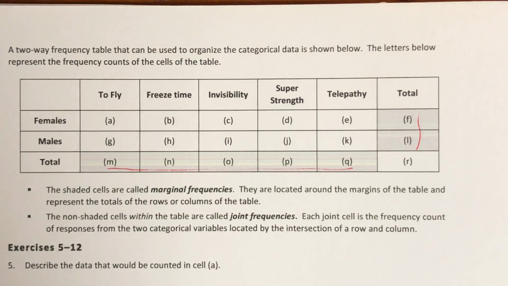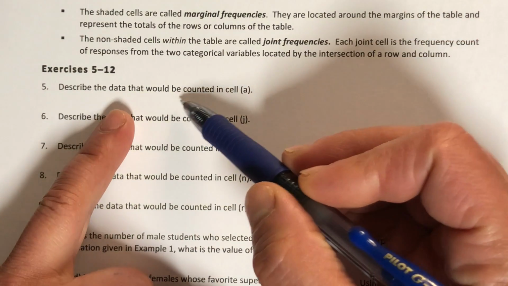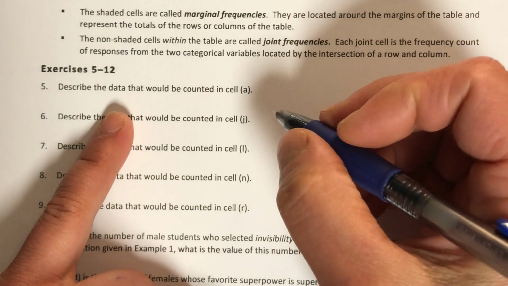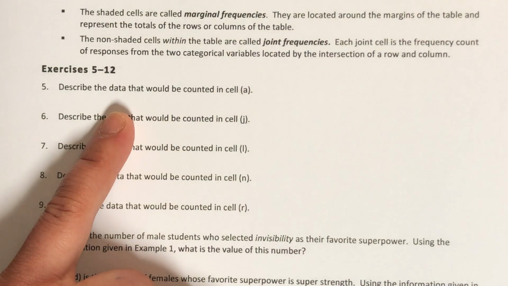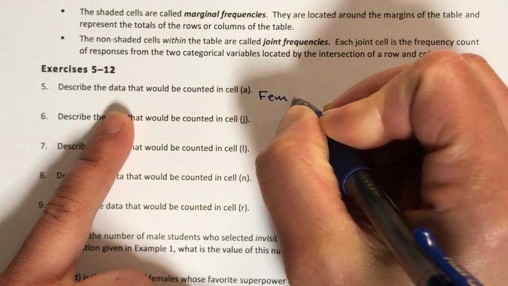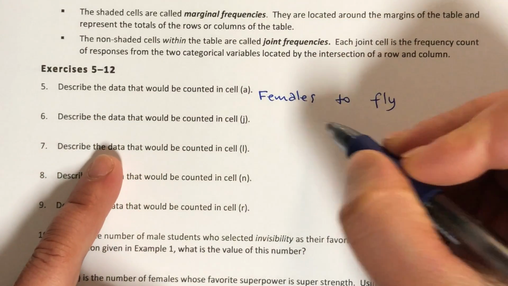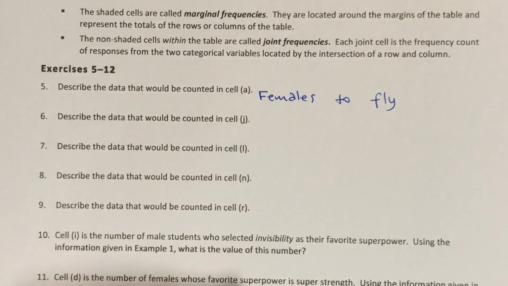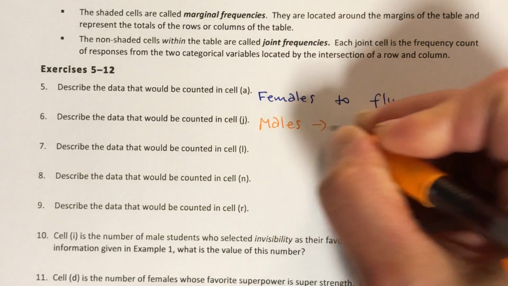All right, so now if we are just quickly to answer the questions that we have right here, if we would like to describe the data that would be counted in cell A, take a look, females to fly. This is how many females would choose the power to fly. Describe the data that would be in the cell J. So that would be males, and to have the super strength.